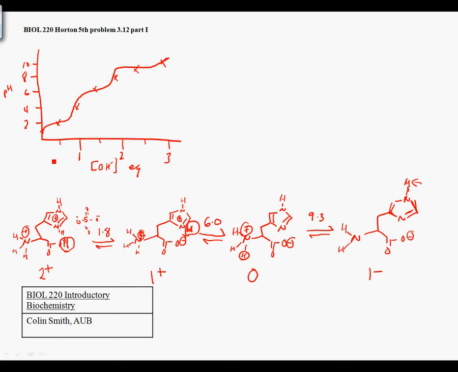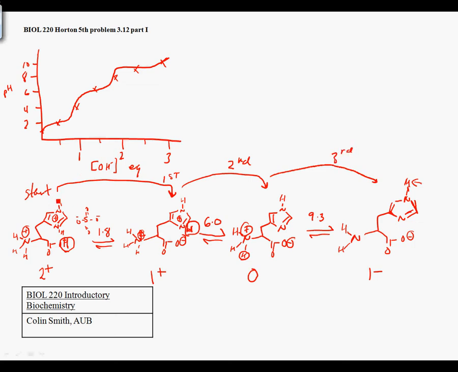So what's going on here? If we start with this molecule, we start here, and we add one equivalent of base, we convert one equivalent to this form. So that's the first equivalent of base. And then another equivalent of base, we have this. So the second equivalent of base creates that, and the third equivalent of base creates this.